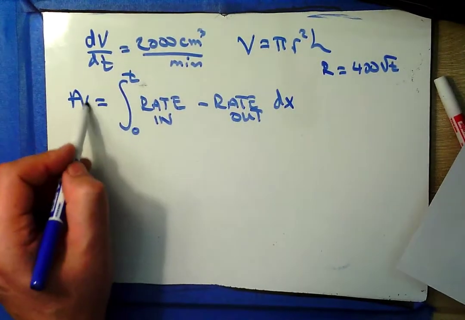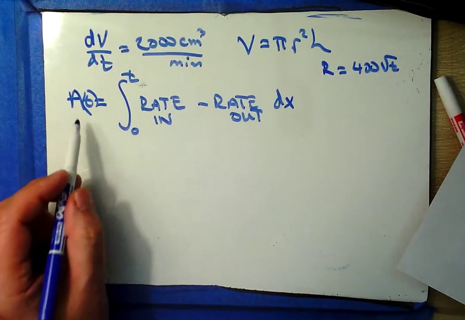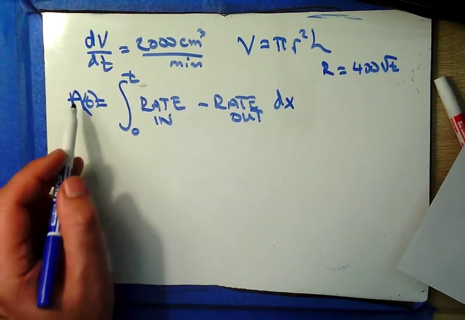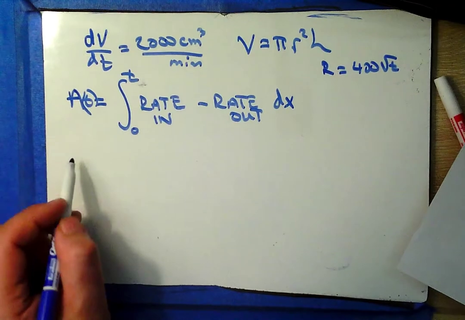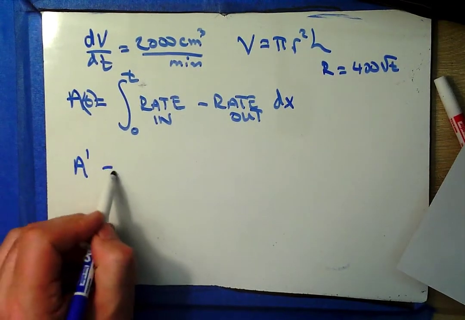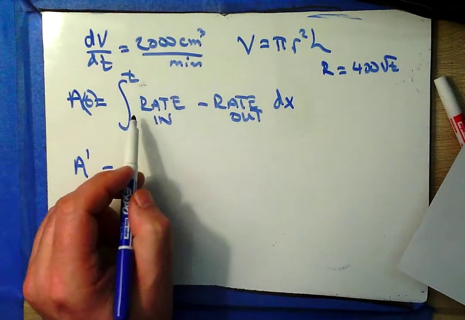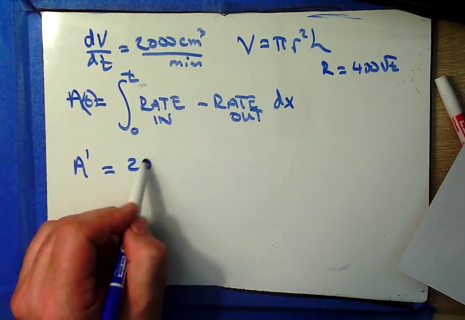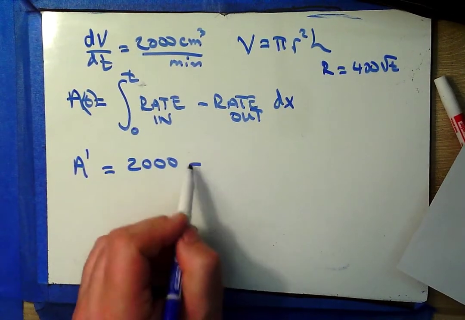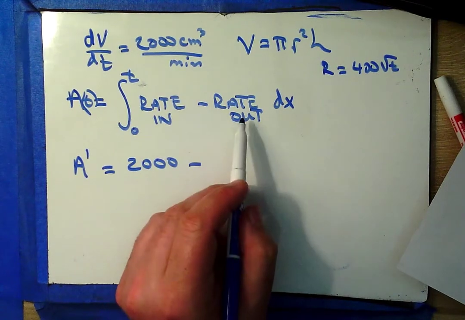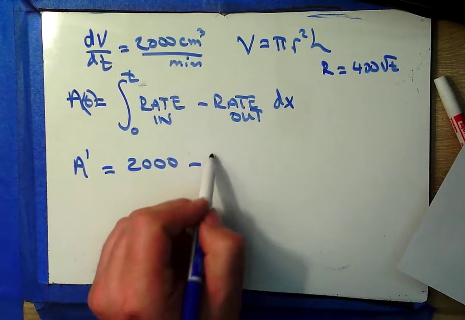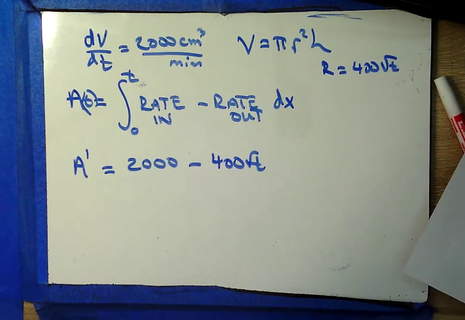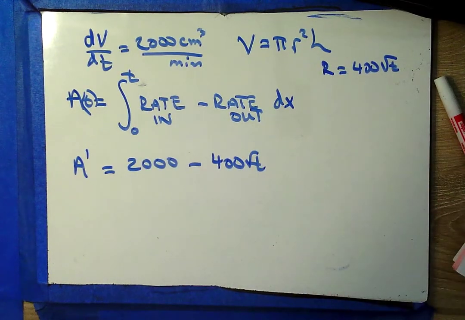There we go, A of t. If I want to know when the amount is greatest, then I want to take the derivative of this and say A prime. So that means I take the derivative of this integral, and I get my rate in, which is this 2000, minus my rate out, which is this 400 square root of t. Okay, so where do we go from there?